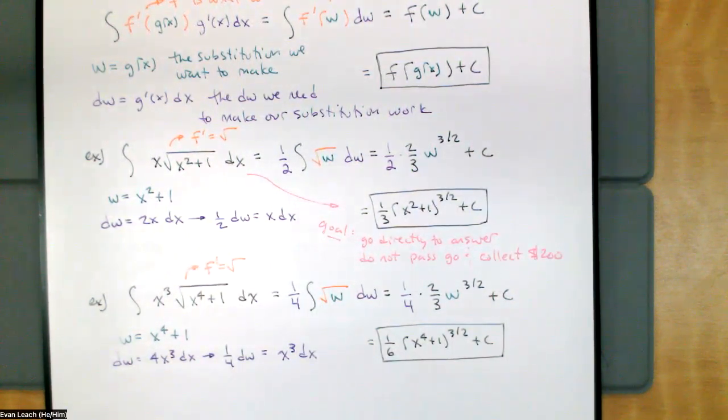First step is deciding what substitution we want to make. That leads us to the second thing. What's our outside function? What are we actually going to be integrating? And our third thing, the dw. What's our dw? What do we need to make that substitution work?